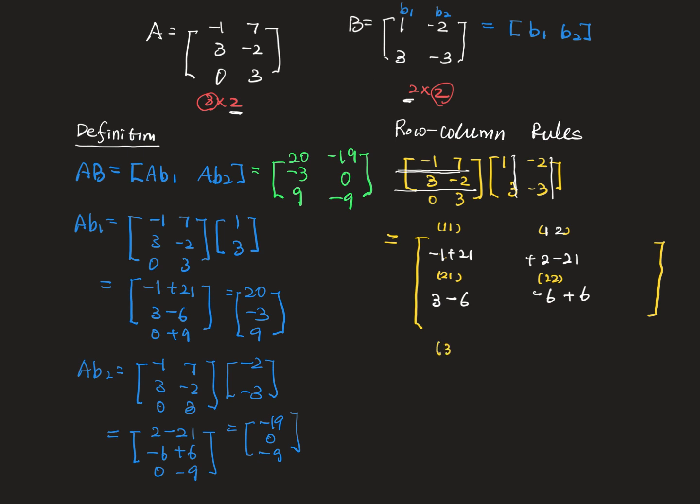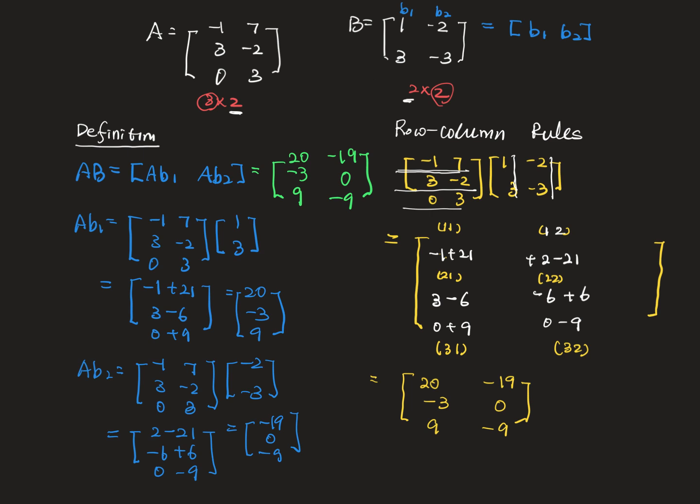Another one, last one here. Third row, first column: 0 plus 9. Here is third row, second column: 0 minus 9. That's how you find it, guys. Everything makes sense? So you simplify all the numbers: 20, negative 19, negative 3, 0, 9, negative 9. Exactly the same answer, guys. That's how to multiply matrices, guys.